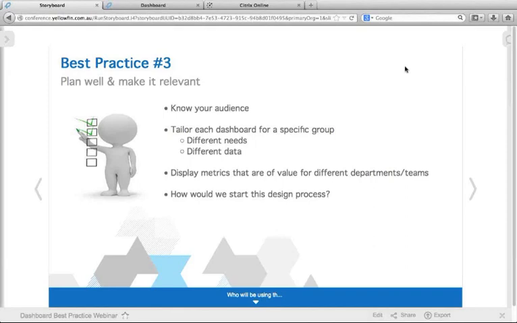Also, you want to identify the key metrics for that particular audience. So for a sales dashboard, you may be looking at invoices. For human resources, you may be looking at salary and also retention rates. So the next big question is, how could you start this design process?